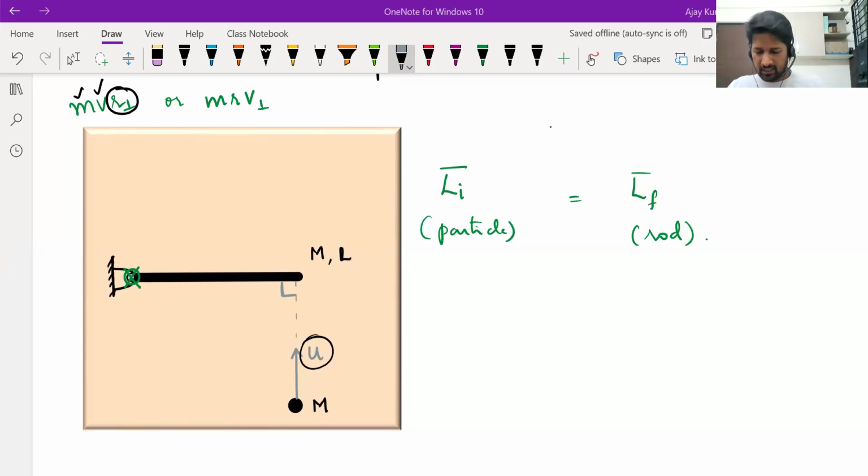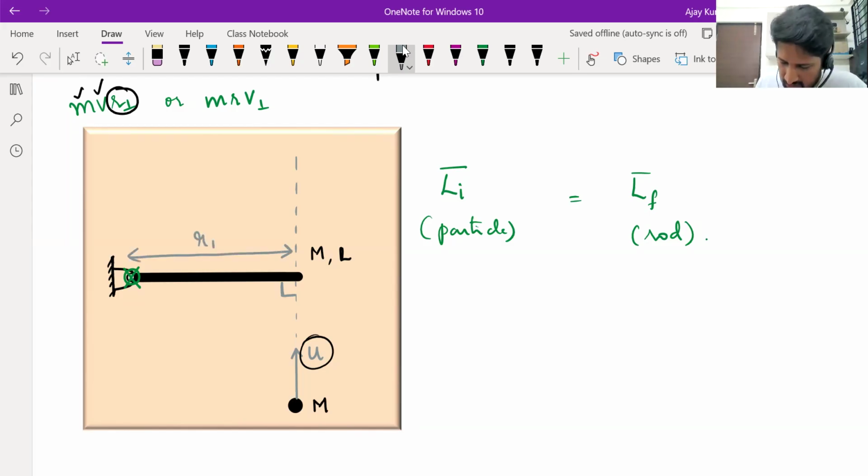Okay, r perpendicular is the distance from the axis to the line of action of velocity. The line of action of velocity is evident here. You can clearly see, then this becomes the perpendicular distance, which is nothing but the length of the rod. Okay, axis to the line of action of velocity of the particle. So initial angular momentum of this system, which is nothing but initial angular momentum of the particle, is mvl. Rod didn't have any angular momentum initially, so plus 0.